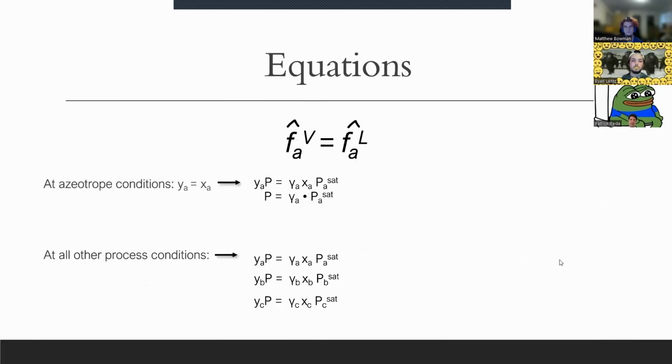So these are the fugacity equations we've used in class. At the top, we have our azeotrope conditions, and that leads to pressure equals gamma A times PA sat. And at the other process conditions, we have the full entire fugacity balance.